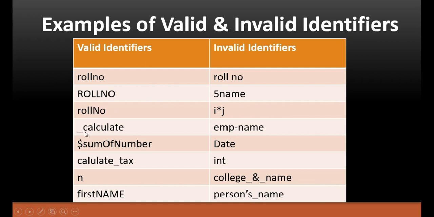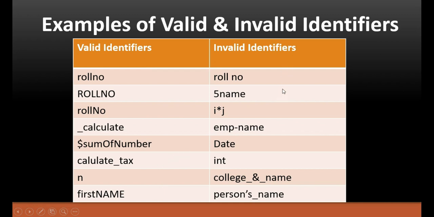I can also create an identifier starting with underscore or starting with dollar. So that can also be done. Another thing is that I can use underscore in between also. So if I have some big name, I can use underscore. I can have an identifier with a single letter also, and I can have an identifier with a combination of all small or all capital. So these are certain examples of valid identifiers in Java.